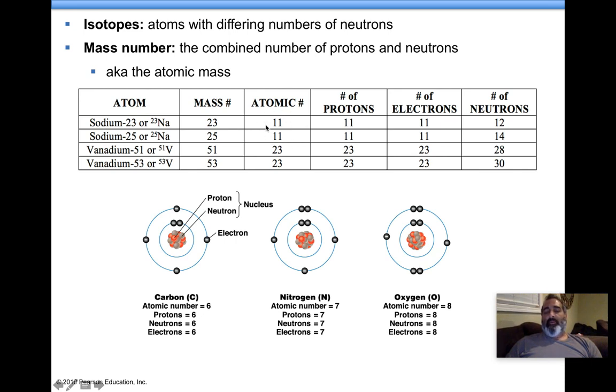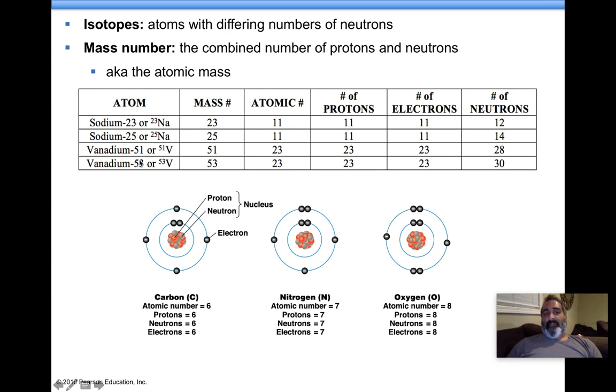That's element number 11. If it's element number 11, it always has 11 protons and 11 electrons. Why do they have 11 electrons, 11 protons? Well, if you have 11 protons, they become neutralized with 11 electrons. So therefore, the charges balance out. So these are atoms that are neutral. They don't have a charge. Now, how do you calculate the neutrons? Well, you take the mass, 23, minus the number of protons, 11, and that gives you 12 neutrons in this case. Sodium 25, 25 minus 11 gives you 14.